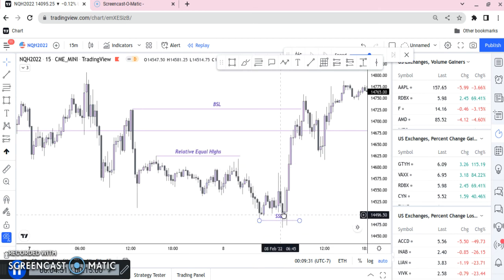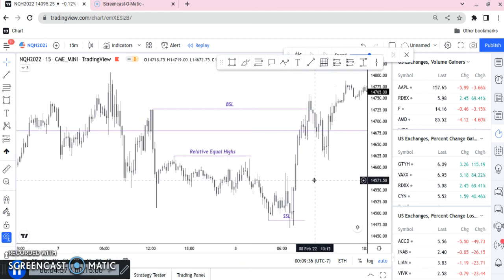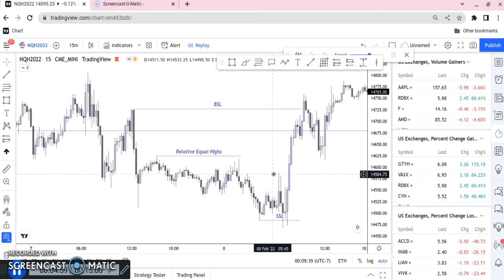So the sell side liquidity was taken here, and we can expect price to break a high, and we can look for buys. And you can see on this chart, you won't be able really to notice it. It's on a lower time frame, but I cannot go any lower due to the fact that I made this video late and this is very far in the past.